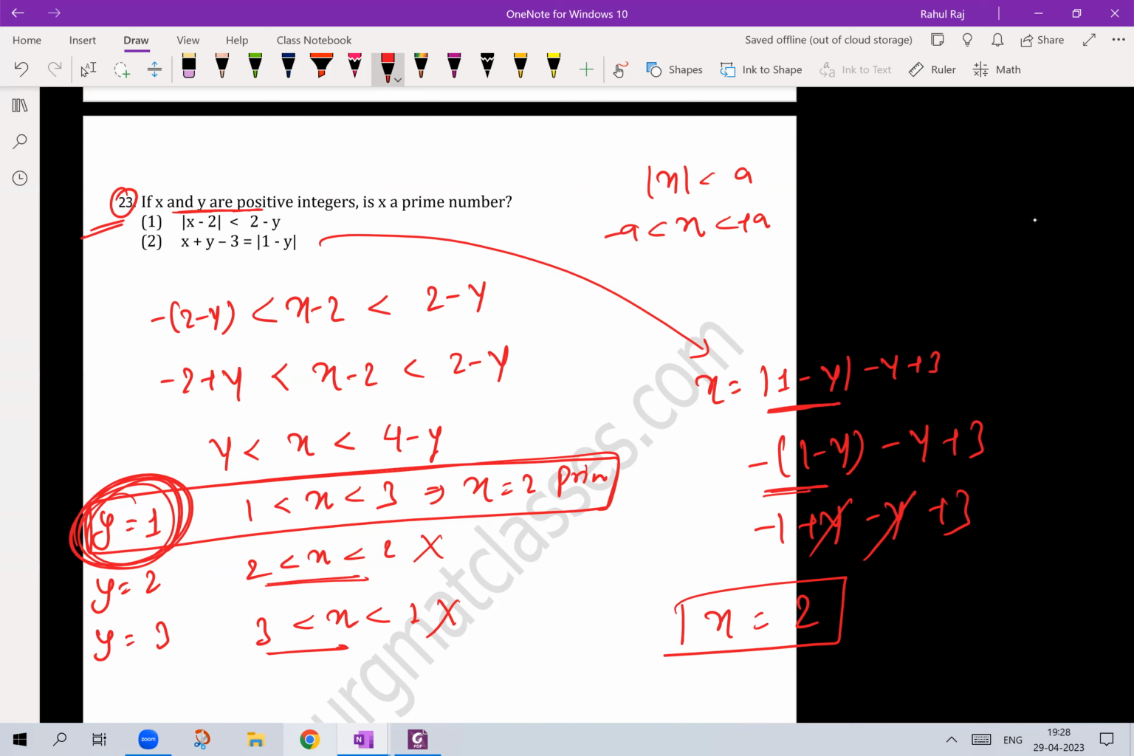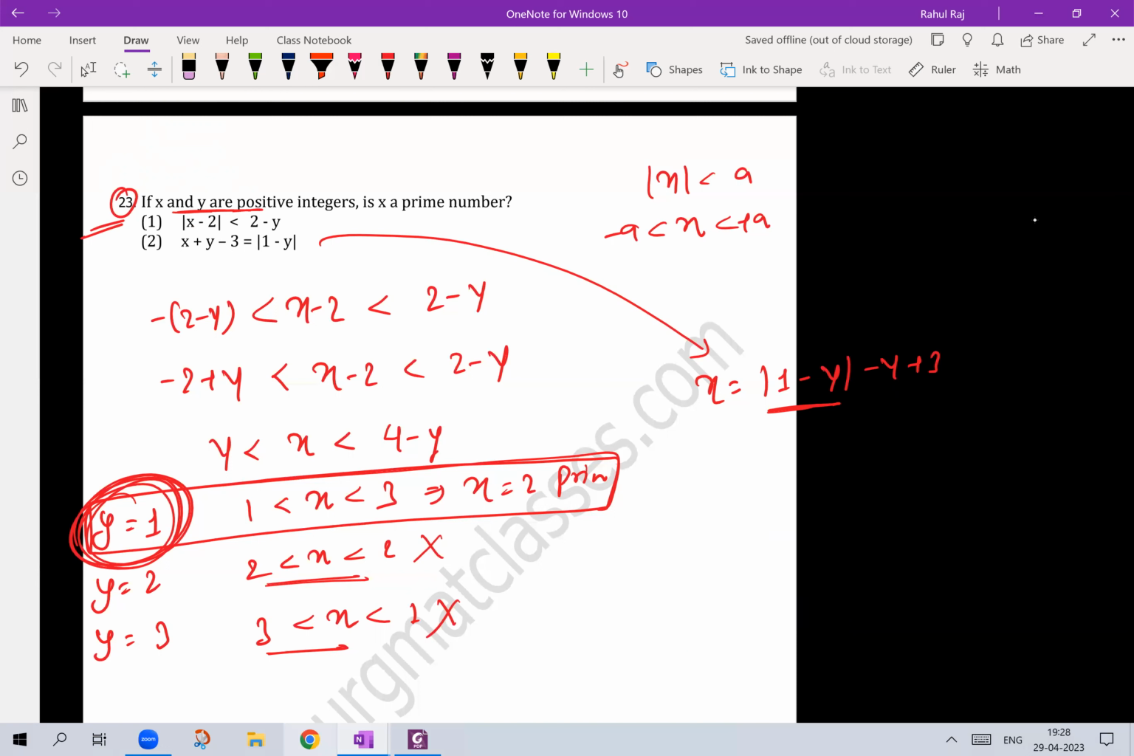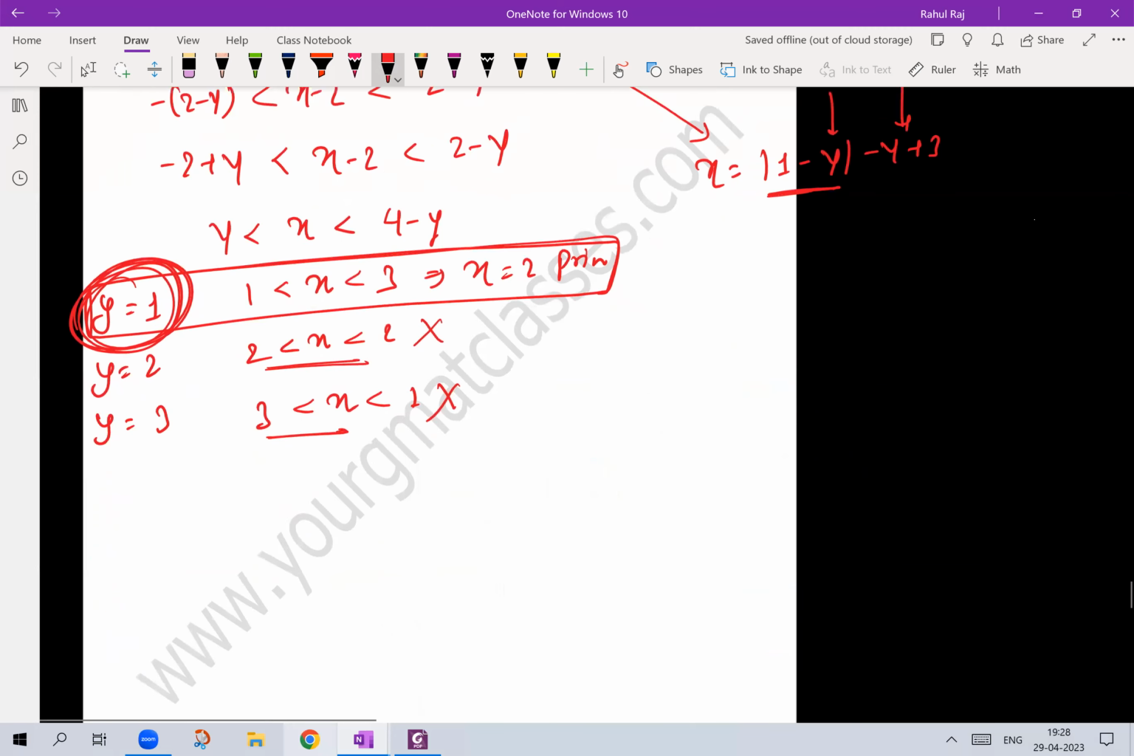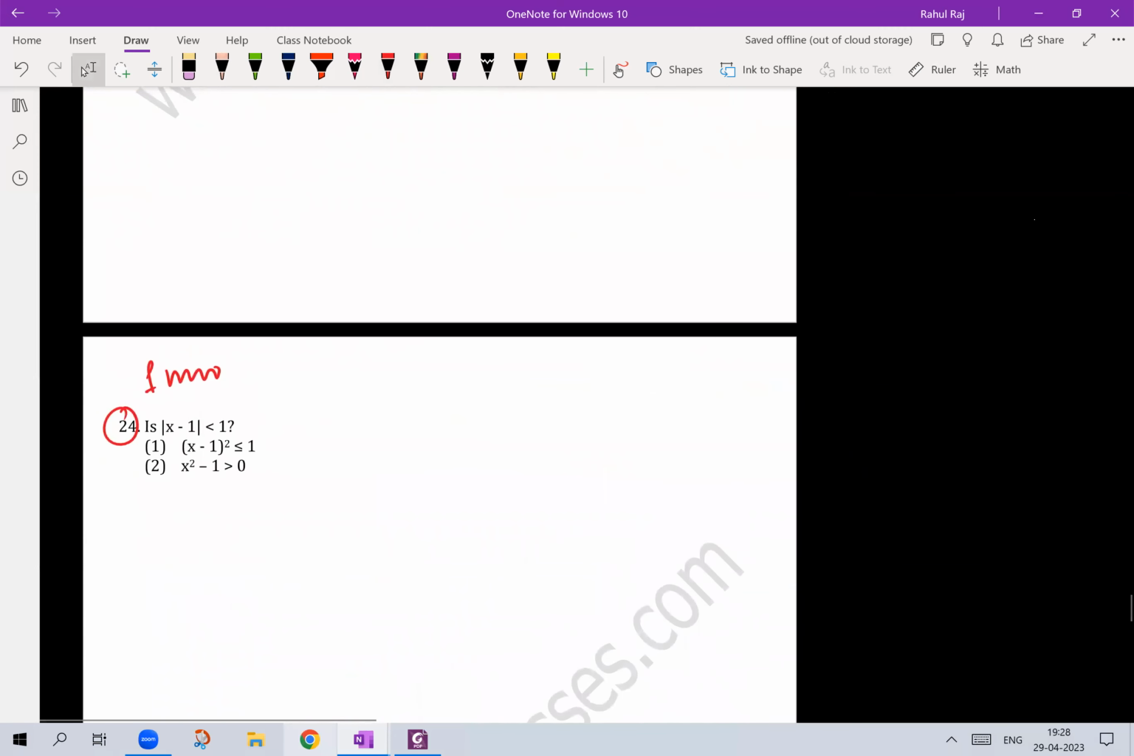But if you are very clear, you can 100% do it. Because it says x and y are positive integers, for x and y positive, mod of 1 minus y is nothing but negative of 1 minus y. Either you do that or you simply place your values. It does not matter at all. Any positive value you want to place, you will get x is equal to 2. That's for sure. You take 1, 2, 3, 4, 5, 6, 7, 8, 9, 10. The moment you place 3 or 4 values, you will understand how it is behaving. Question number 24, please.